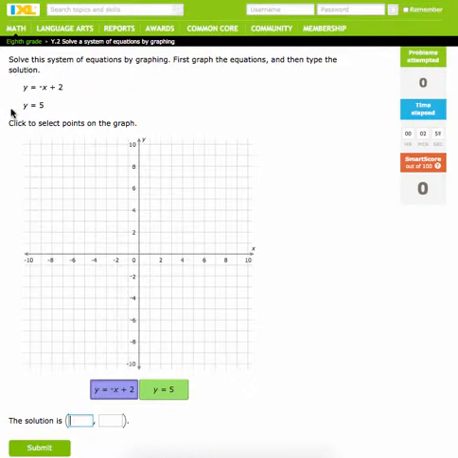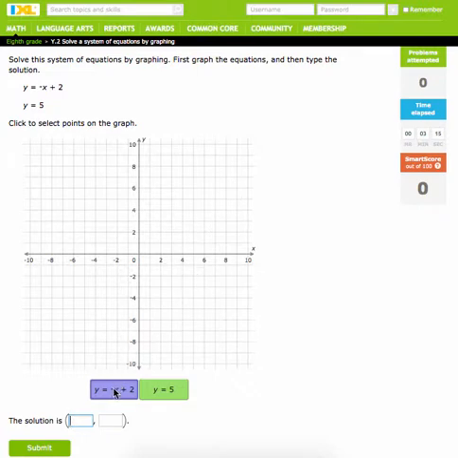So here's our system. Y equals negative x plus 2 and y equals 5. So we have our two equations, and we're looking for the one ordered pair that works in both equations. But you'll notice that our second equation doesn't have an x, it only has a y. But it's still an equation, so we can still graph this and solve it that way.